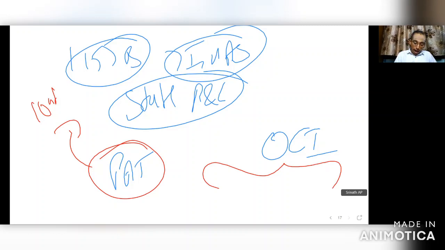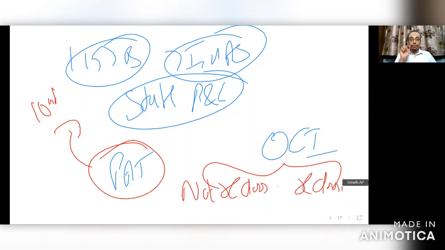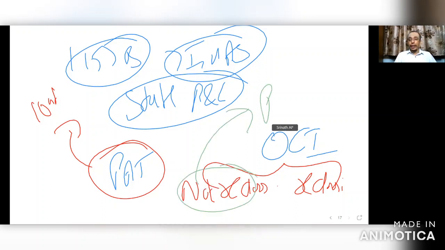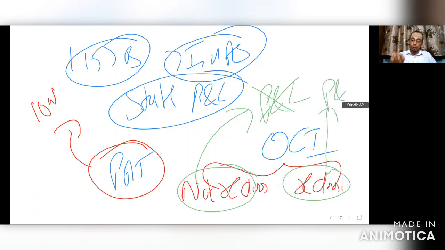Items that will not be reclassified to P&L, and items that would be reclassified to P&L. That means, in the latter case, in future it would be taken to P&L. In the former case, in future it will not be taken to P&L.